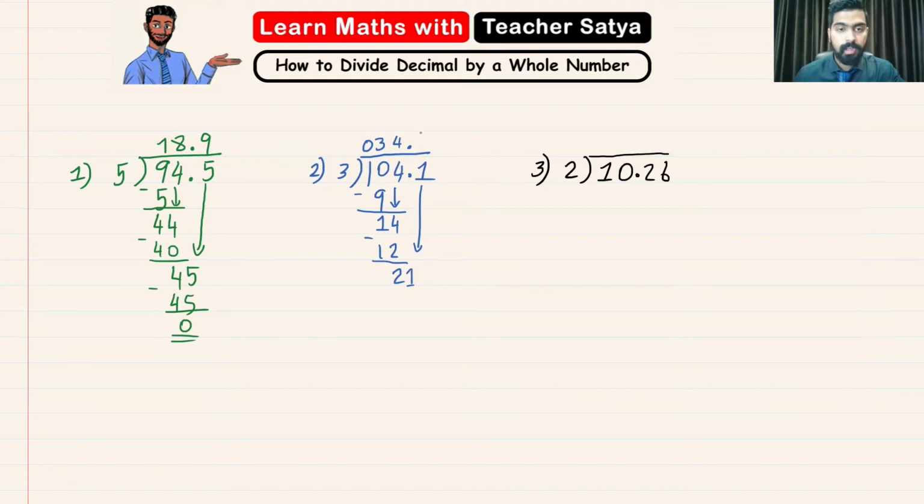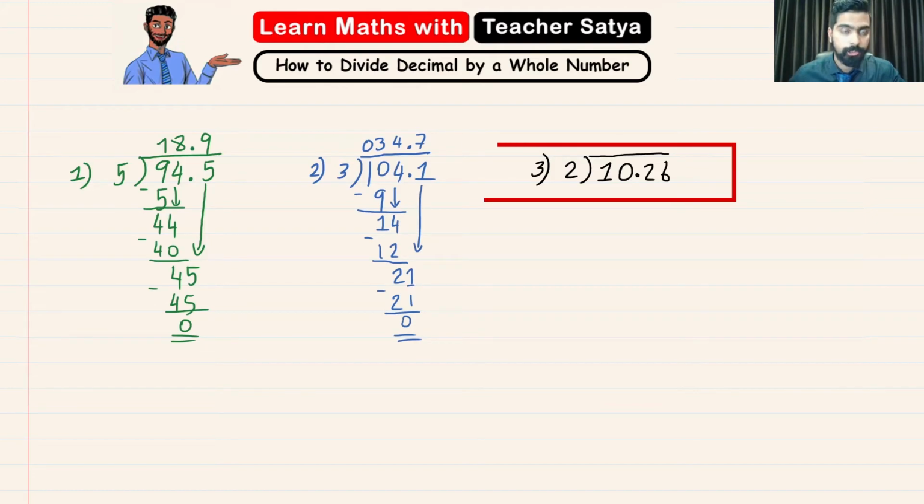Alright guys, and we see that 3 times 7 is 21. And 21 minus 21 is 0. Alright guys, now let's go to the last question.